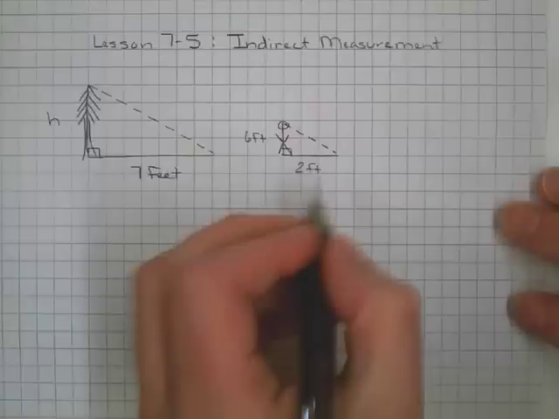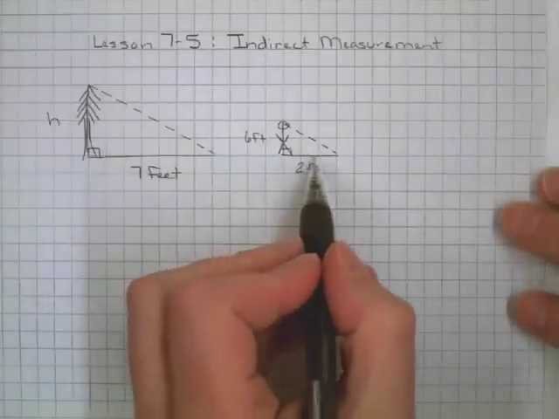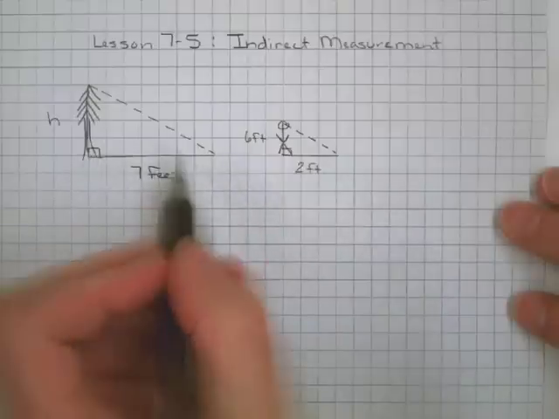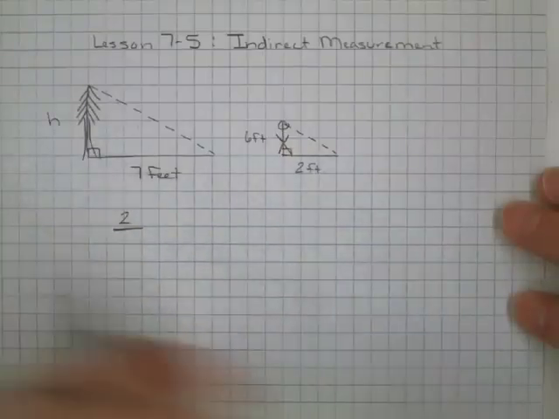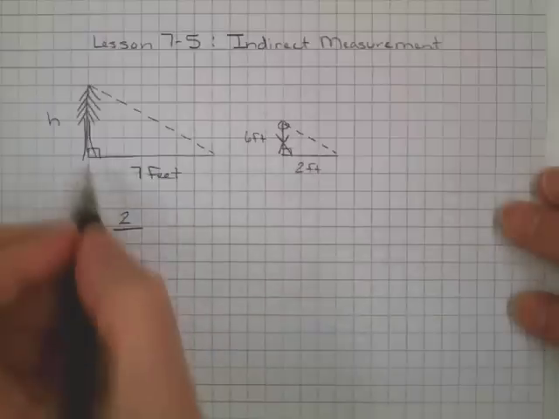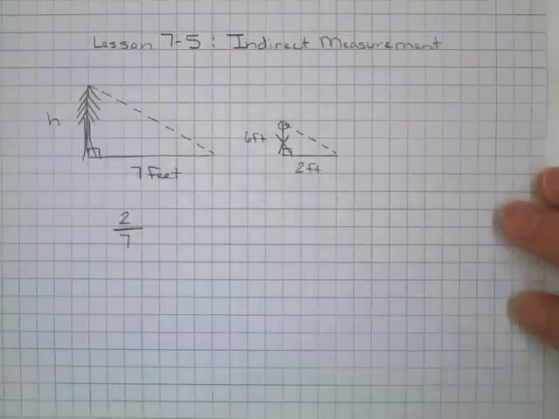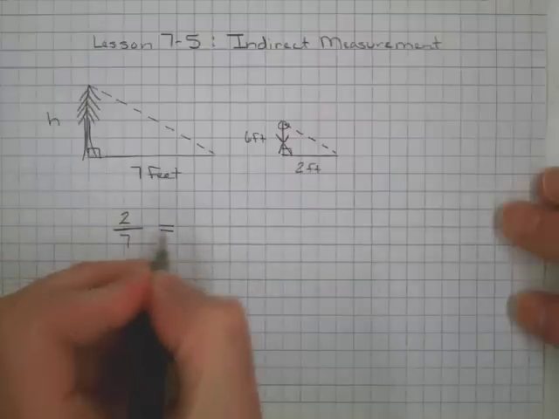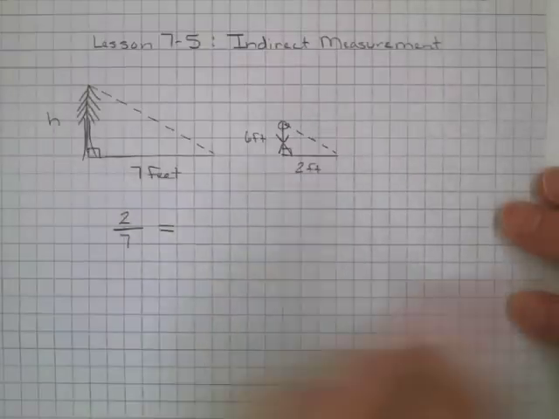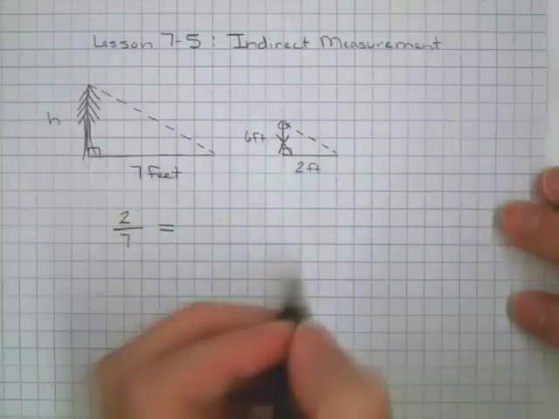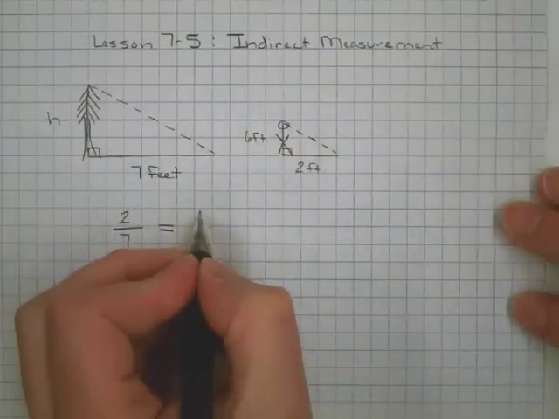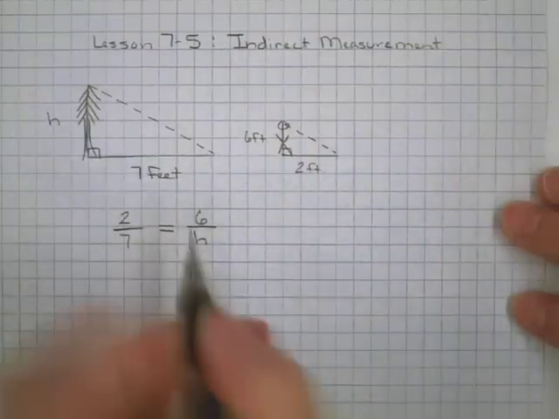So let's first off think about a ratio. We can look at a ratio of the base to the base. So we have the base of this triangle, the length of the shadow of the man is 2 feet. And the length of the shadow of the tree is 7 feet. So we could say the ratio of the bases of these triangles is 2 to 7. And we can create a proportion and say that then we have the ratio of the height of the man to the height of the tree, or the height of the man, which is 6 feet, to the height of the tree, which is the unknown h.